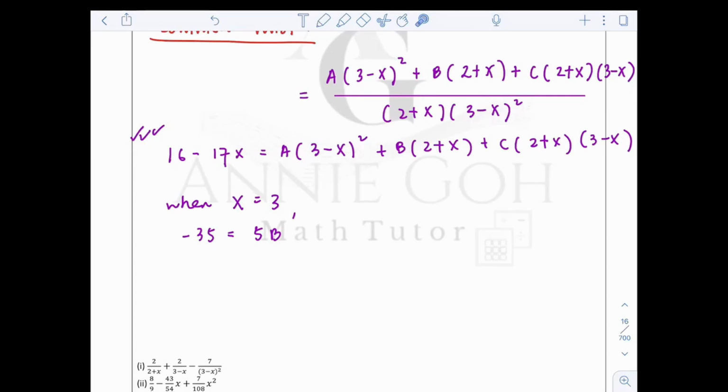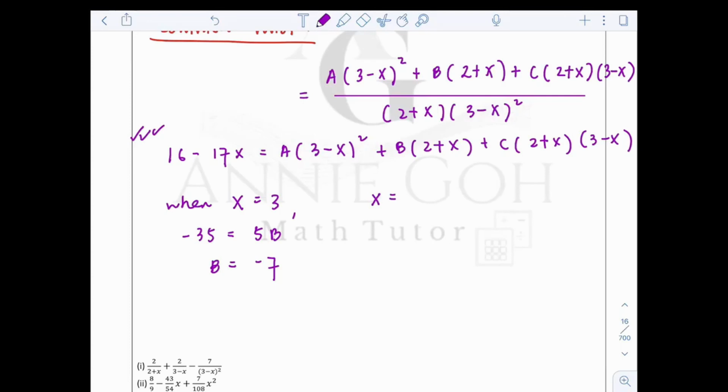So I'll get 5b. Okay, let's look at the third one. X equal to 3, if I sub into here, I'll get a 5. But when x equal to 3, when I sub into here, I'll get a 0. 0 multiplied with anything will be still equal to 0. So the c is gone. So from here, I can find out the b easily, which is negative 7. Okay, now let's sub in next value for the x.